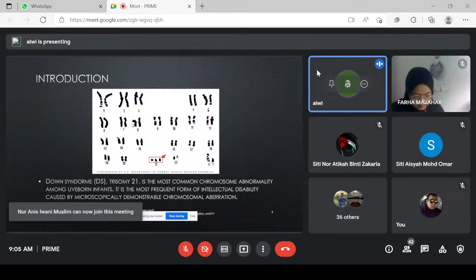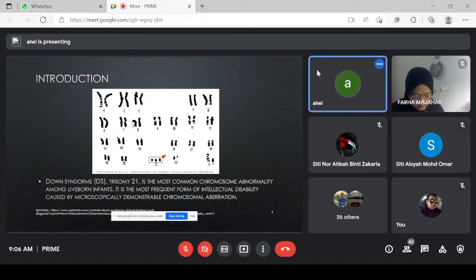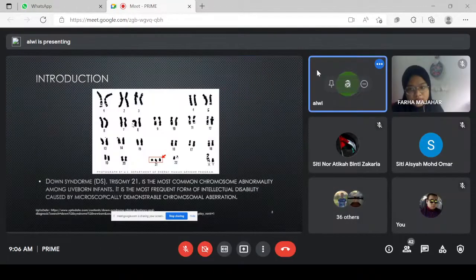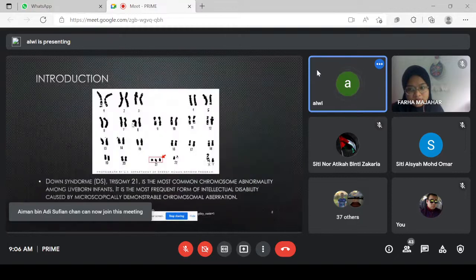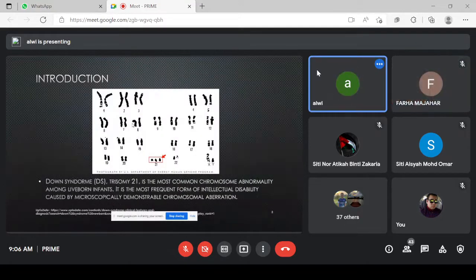It is the most frequent form of intellectual disability caused by a microscopically demonstrable chromosome aberration. So it is a trisomy, because chromosome number 21, so trisomy 21. There are three copies. In general, when we talk about trisomy, there are a few types.